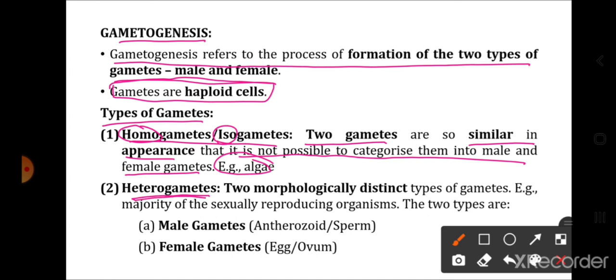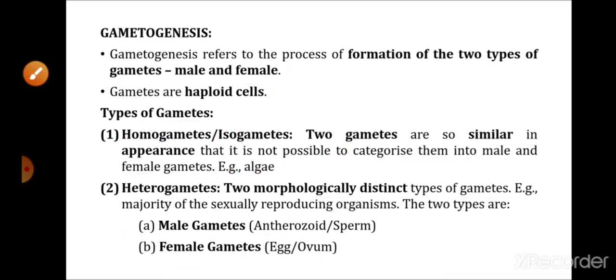The next one is heterogametes. Hetero means different or distinct. So two morphologically distinct gametes are called heterogametes. Basically most of the sexually reproducing organisms produce heterogametes. These heterogametes are of two types: the male gamete, which is called antherozoid or sperm, and the female gamete, which is called egg or ovum.